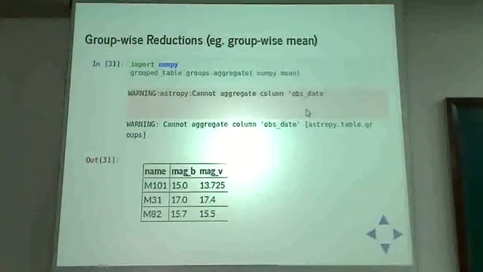Once again, to remind you, if I just write the name of the function, I'm referring to the object. The moment I put parenthesis after the name of the function, I'm calling that function. Remember that subtle difference. So I'm actually supplying the function as an object or as an argument. It gives a warning here. It says that I cannot calculate mean of this column called observation date, because in this case it's a string. You can't calculate mean of a collection of strings. So in the final output, it leaves out that column, takes all the other columns, and now you have mean B magnitude and V magnitude for the 3 sources.